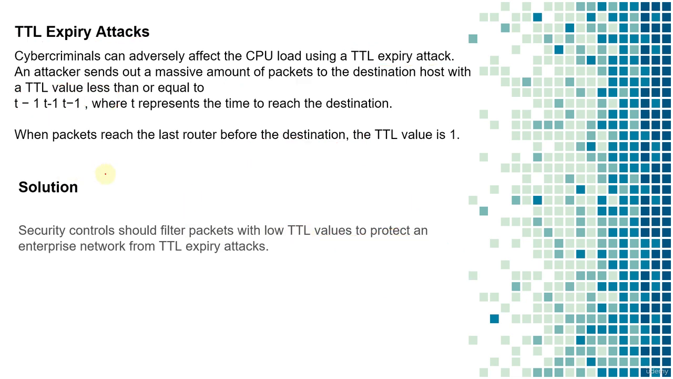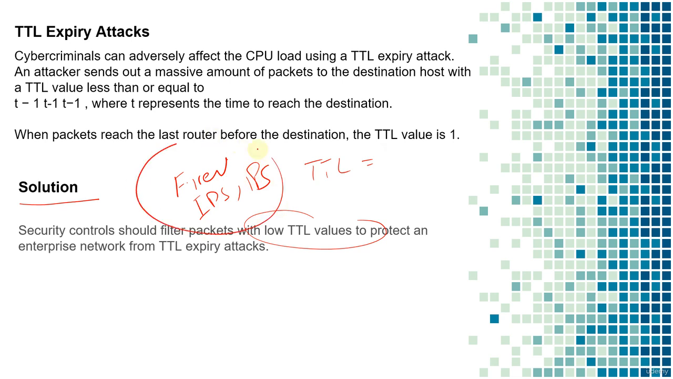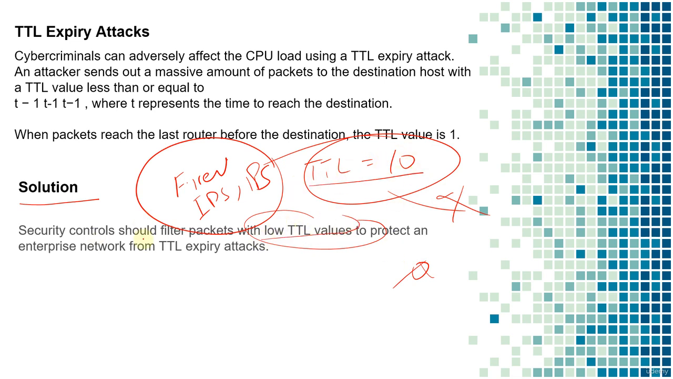So the solution, the mitigation: security controls should filter packets with low TTL values to protect against this. For example, in a firewall, intrusion detection or IPS protection systems, you can say that if the TTL value goes below 10, discard that packet. So instead of going to 0 and then discarding, you can filter low TTL values as much as possible. Okay, so this is the mitigation.